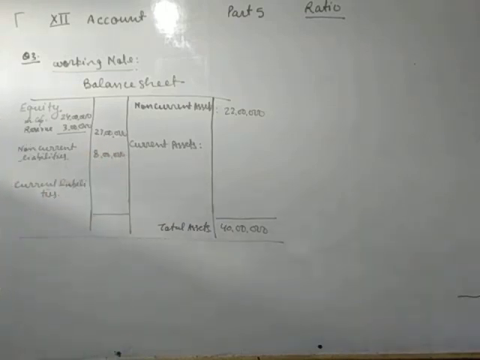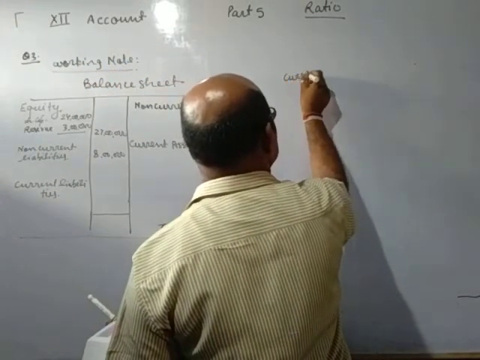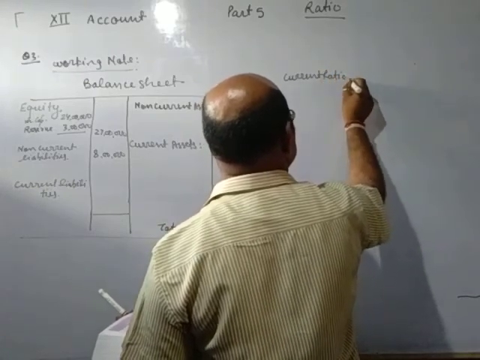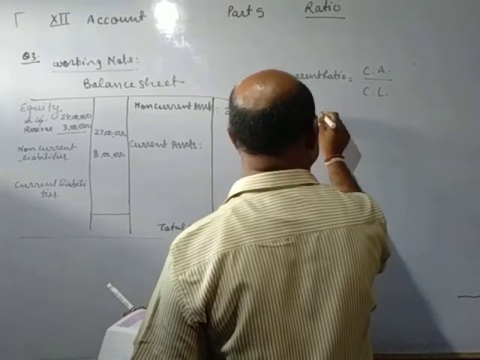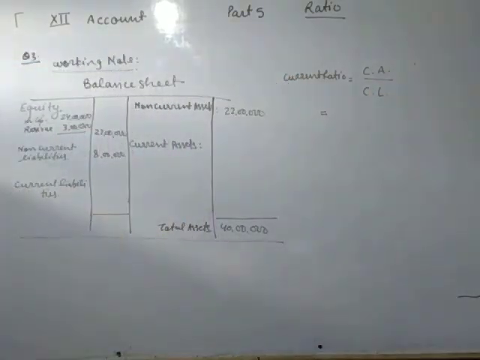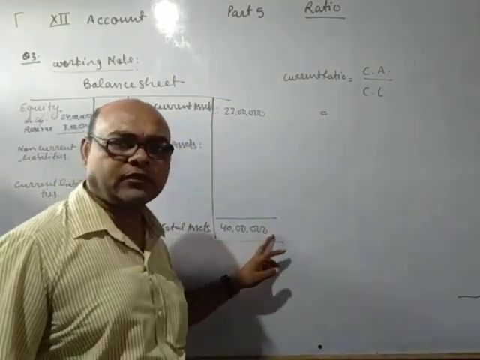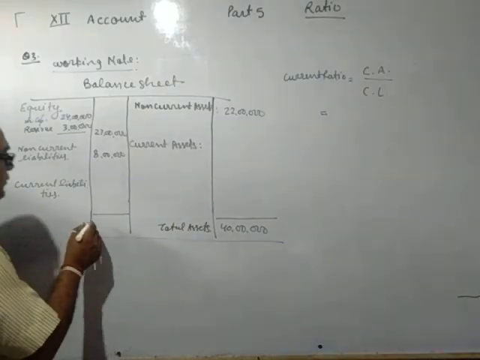You know what you have to calculate? You have to calculate the current ratio. Current assets upon current liabilities, this will be the formula. Now some logical things, you know. The totals of the balance sheet are always equal. So if the total of assets is 40 lakhs, the total of liabilities side will also come 40 lakhs.